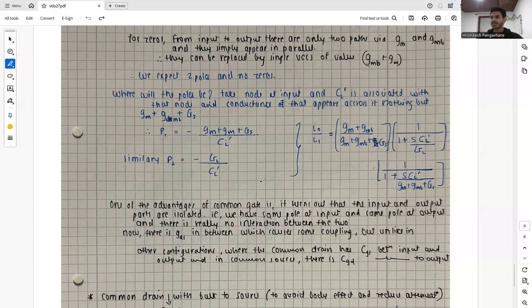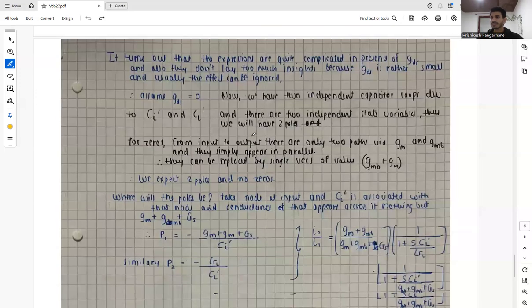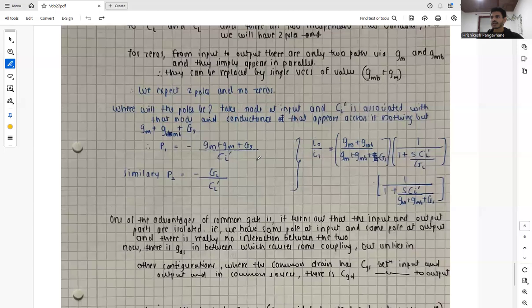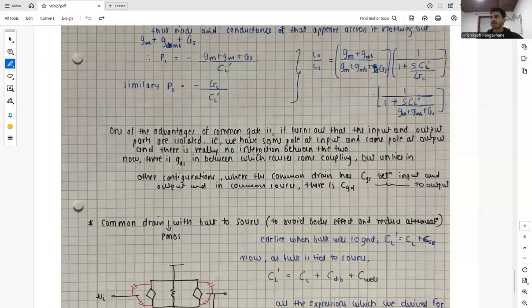And now we know that there is a GDS, which causes some coupling. But unlike in other configurations, where the common drain has CGS between the input and output, and the common source configuration has CGD between input and output, common gate has very negligible GDS, and it can be ignored anyway. So that's the advantage, and that's how we can call it a current buffer.